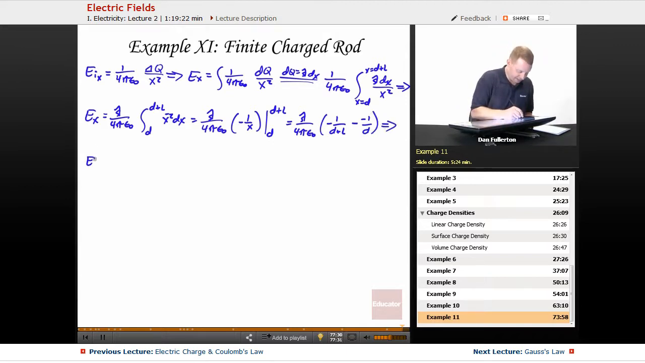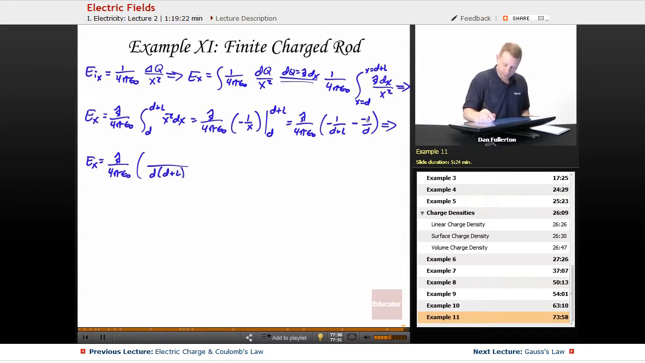which implies then that the electric field in the x direction is lambda over 4 pi epsilon naught. And doing a bit of rearranging here, putting a common denominator d times d plus L, we end up with, well, let's write that down here first, d times d plus L. We end up with a d, negative d plus a d plus an L, a little bit easier to deal with, which is lambda over 4 pi epsilon naught. Negative d plus d is going to be 0. That's just going to leave us an L over d times d plus L.